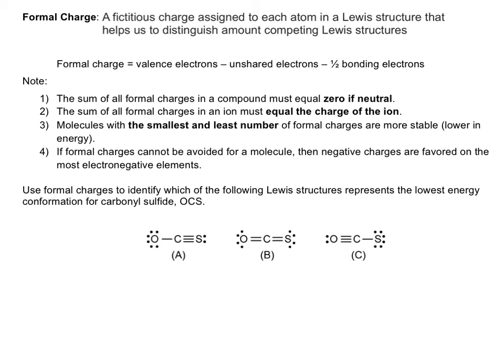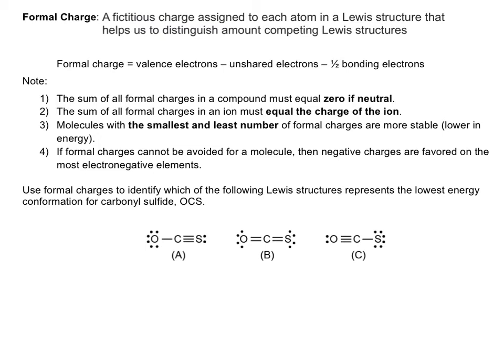So we're going to do a couple examples just to make this a little bit more clear. So a couple of rules about formal charges. First, the sum of all the formal charges in the compound has to be 0 if it's a neutral compound. The second is that the sum of the formal charges in an ion has to equal the charge of the ion. So if you have an ion with a -2 charge, when you add up all the formal charges, you should get -2.